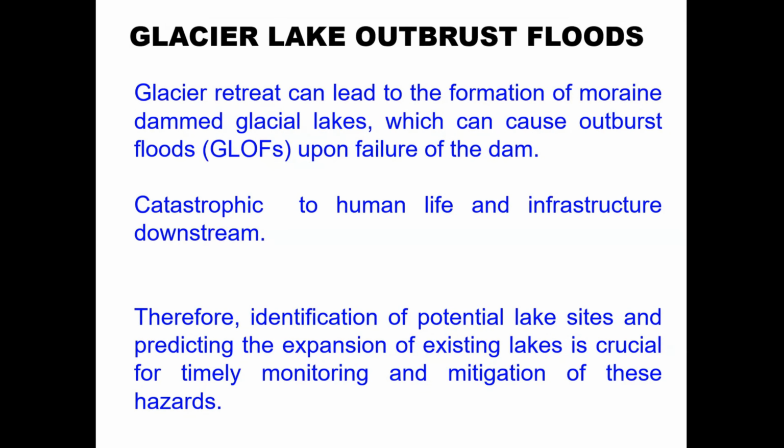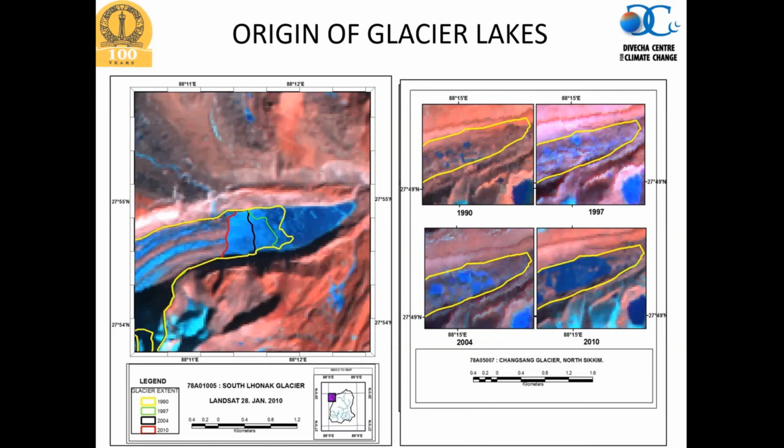So, if you really want to study this phenomenon, then first we need identification of potential lake sites. We have to predict the expansion of existing lakes. We also need to understand how much water is in an existing lake, its volume, and numerous other aspects of this. So we will cover those aspects today.